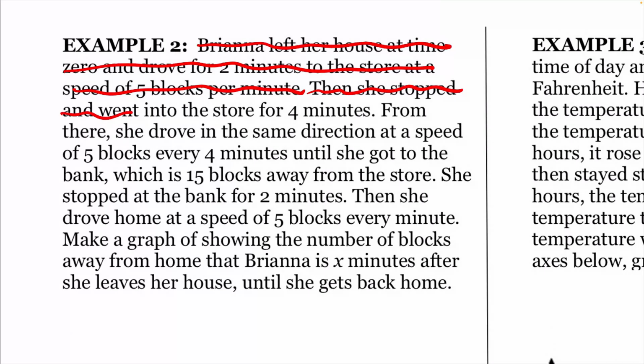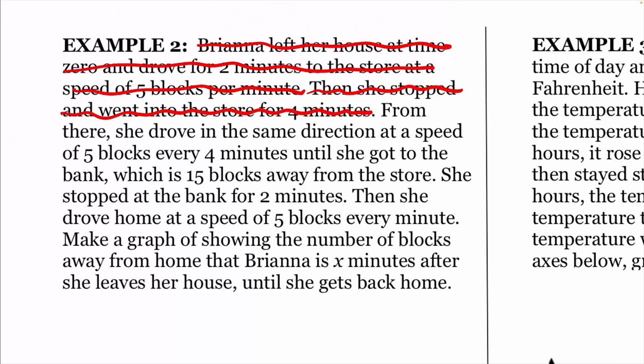She leaves the store. From there, she drove in the same direction. So is she driving away from her house or back to her house? What was she doing before? To get to the store, she was driving away, right? So she's going to keep driving away, at a speed of 5 blocks every 4 minutes until she got to the bank. So she's going to the bank now. And the bank is 15 blocks away from the store.